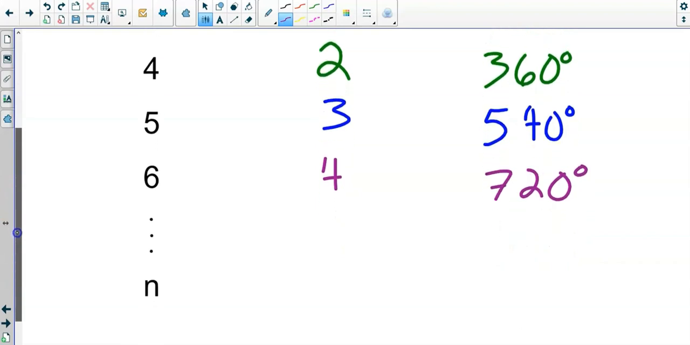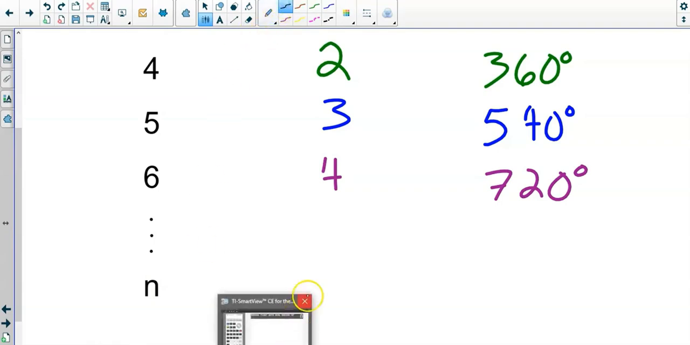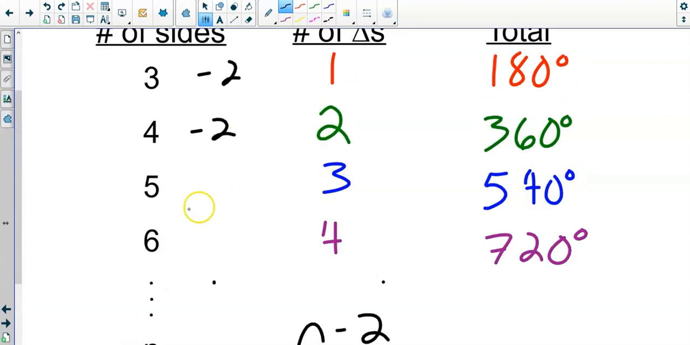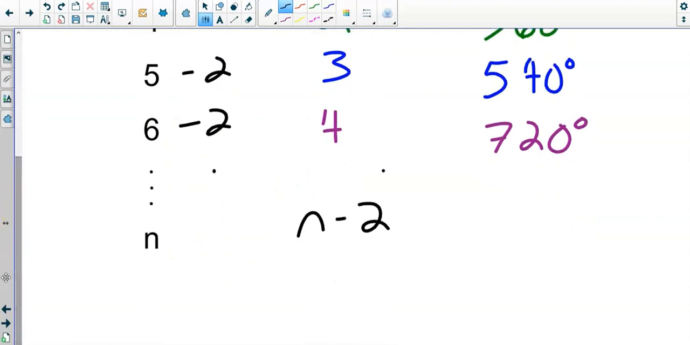So if I have an n-sided figure, what's the relationship between the number of sides and the number of triangles? Hopefully you saw that it is n minus 2. Because if you look up here, what's 3 minus 2? That's 1. What's 4 minus 2? That's 2. 5 minus 2 is 3. 6 minus 2 is 4. So if you have an n-sided figure, all you got to do is subtract 2 from that number, and that tells you how many triangles make it up.